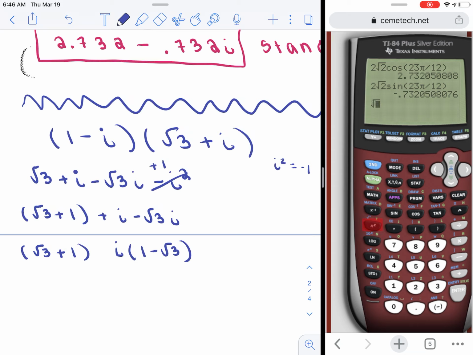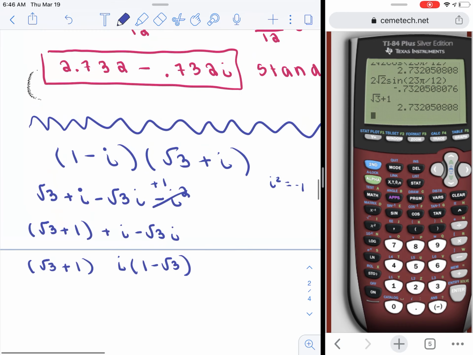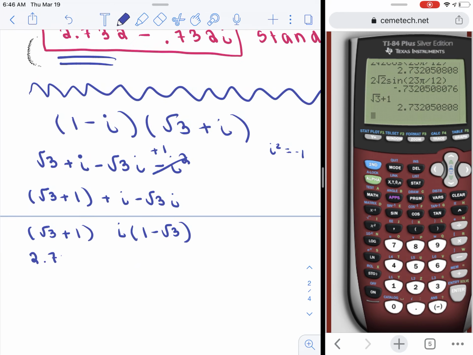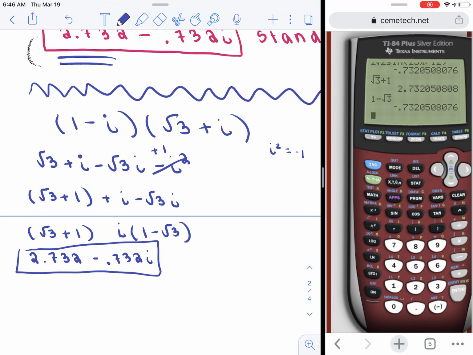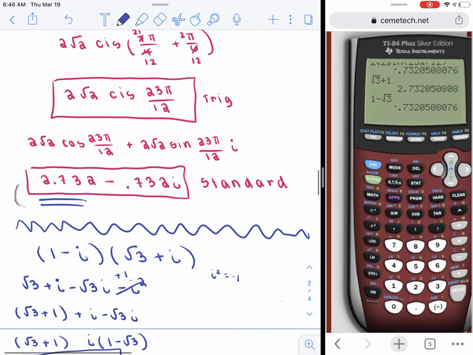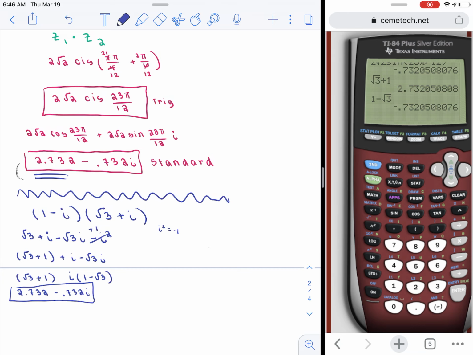Now note, if I do square root of 3 plus 1, I should get this decimal of 2.732, which I saw up here. And then over here, when I do the 1 minus the square root of 3, I'm going to get that same negative 0.732 with the i. So kind of cool showing you can still use the complex numbers that were given and you will get the same answer. But it is pretty neat that these give you that same answer.